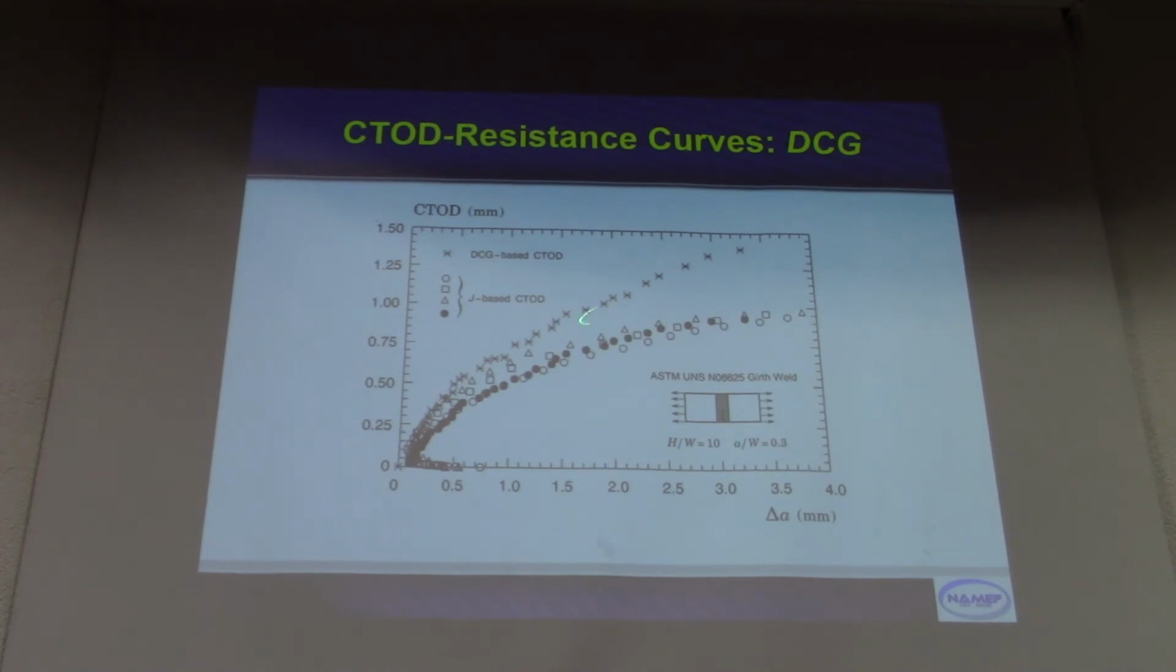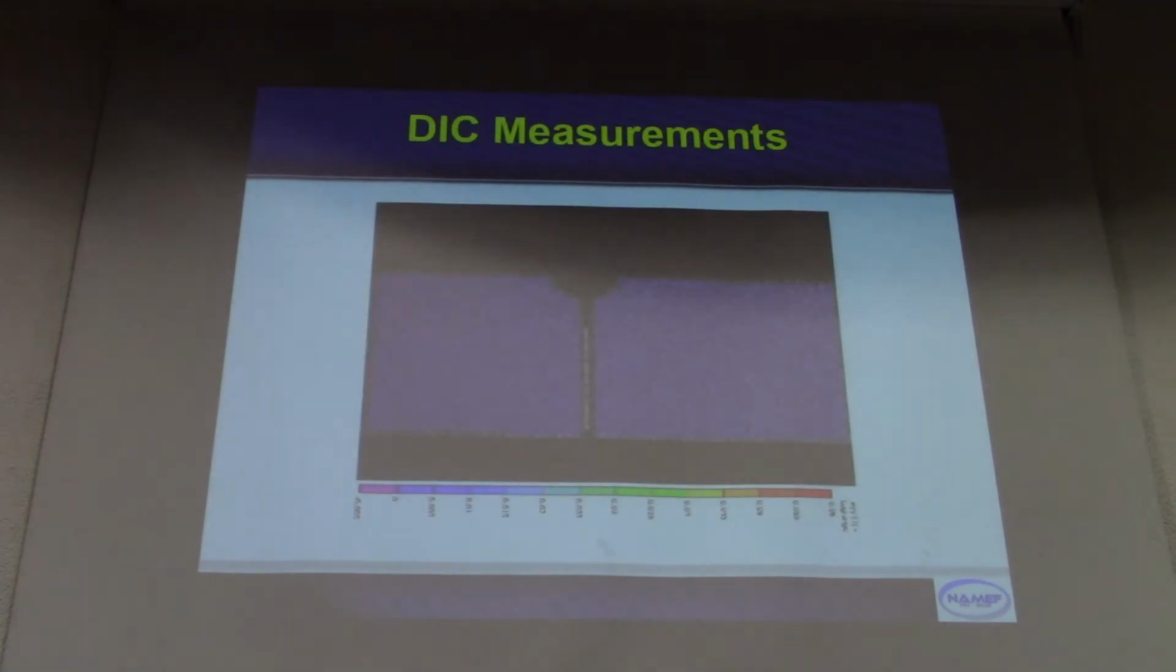Now you can see here where the problems start. You see here the CTOD converted from J, and this is the double clip gauge. You can see here that first, it's much higher than the J-CTODR curve, and second, it's an increasing function. So you can see here that the tearing modulus is almost linear all the way up to 2-3 millimeters.